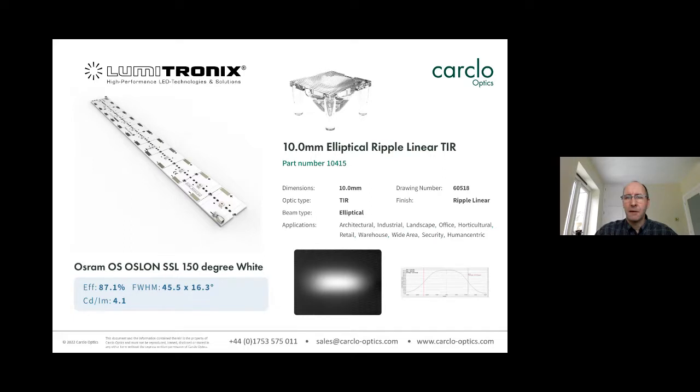Next is the elliptical ripple lens, part number 10415, 87% efficiency with a 45 by 16 degree beam angle. Again, nice uniformity on that. This would obviously be useful for lighting corridors and walkways, but also for accent lighting, over desk task lighting, and again, wall washing and wall glazing are potential applications for it.